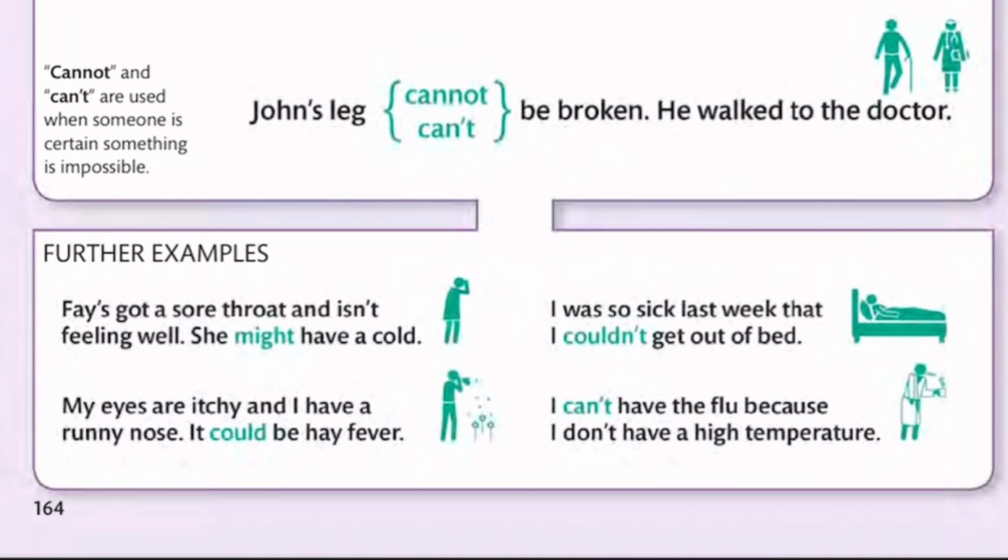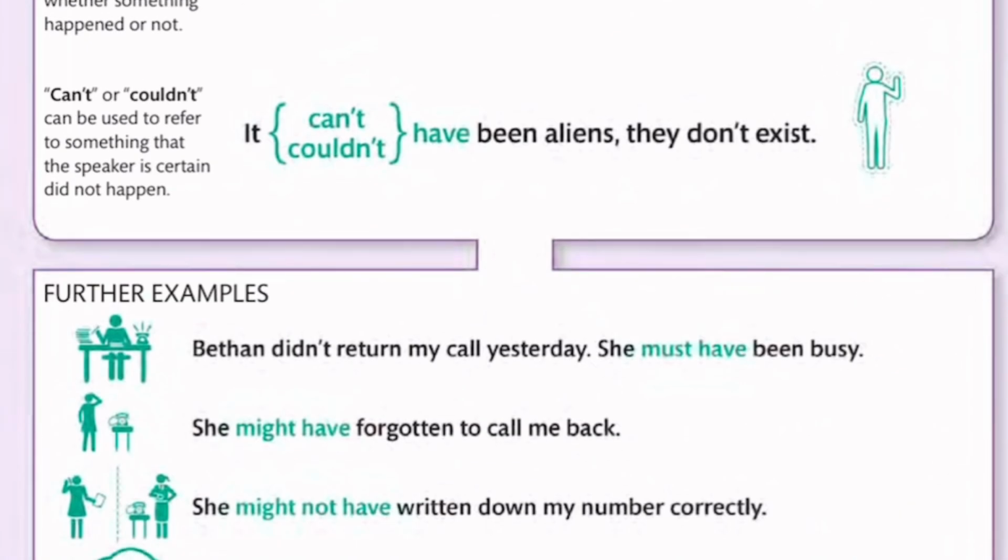Further examples: Faith has a sore throat and isn't feeling well. She might have a cold. My eyes are itchy and I have a runny nose. It could be hay fever. I was so sick last week that I couldn't get out of bed. I can't have the flu because I don't have a high temperature. So we use it to make speculation and deduction.